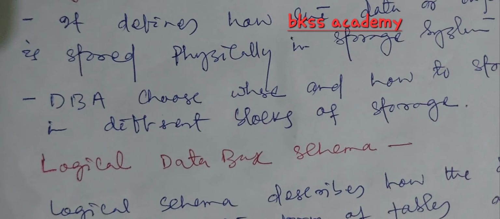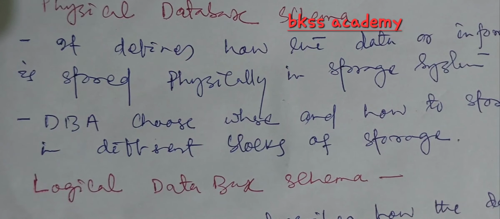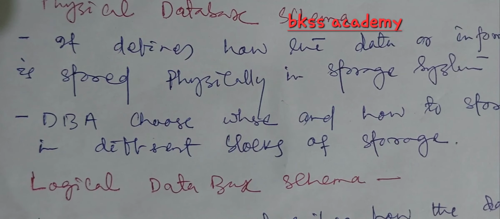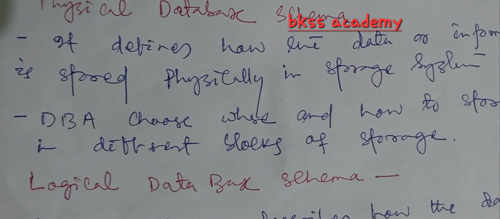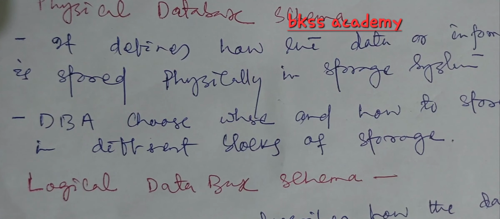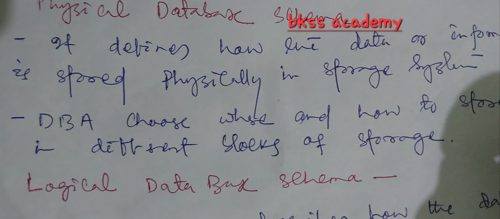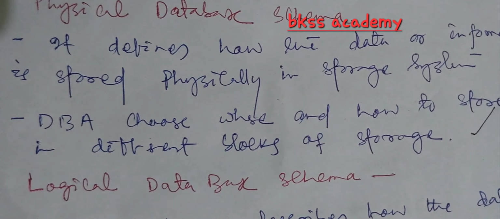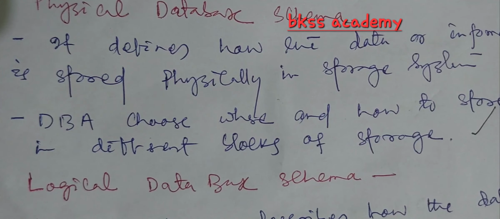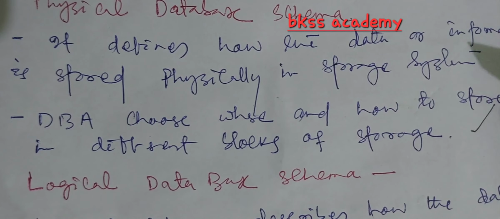Physical database schema defines how data or information is stored physically in the storage system. The DBA chooses where and how to store data in different blocks of the storage. That means different parts of the database may be on different parts of the hard disk in the rack, and this defines how the data will be stored.